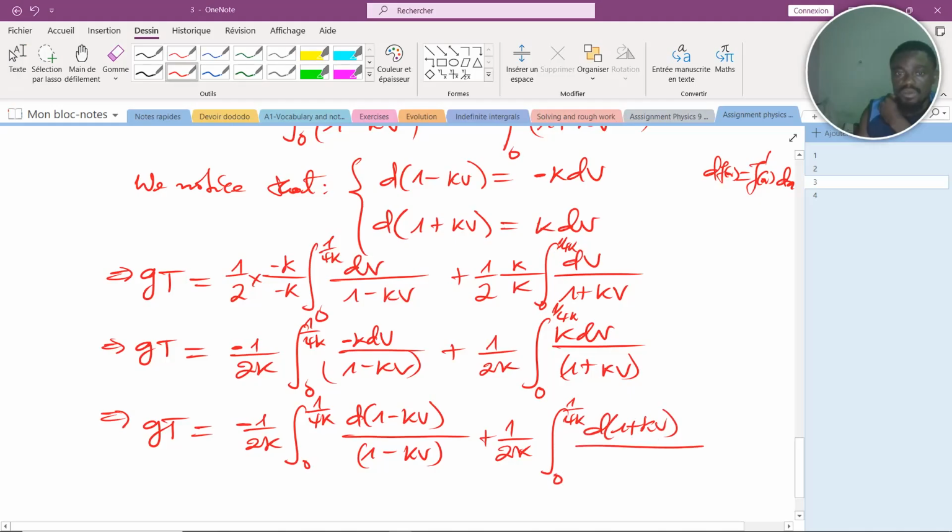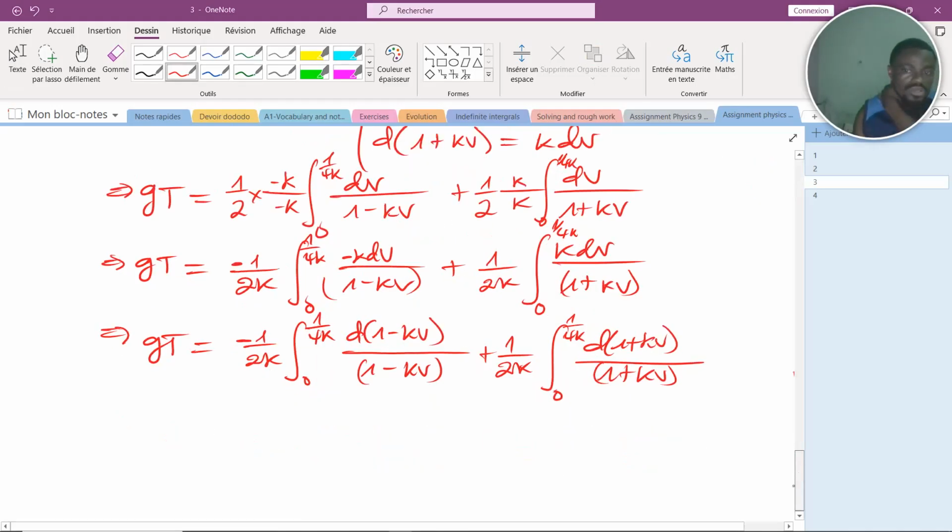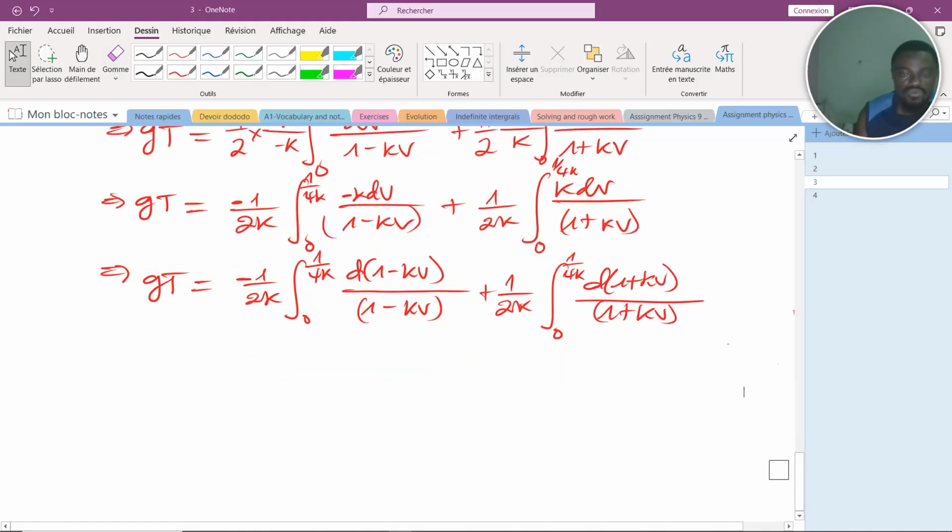Is that okay? All over 1 plus kv. Is that okay? Now, in both of the forms, we're already in the form where we're integrating dX of a big X all over a big X. So the integral here is ln of the absolute value of big X. Is that okay?